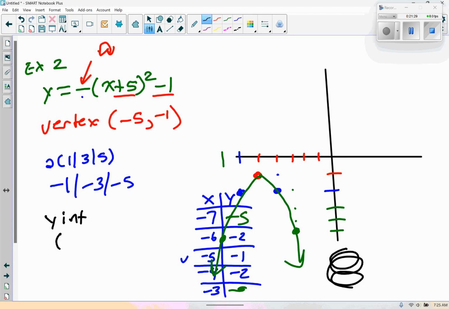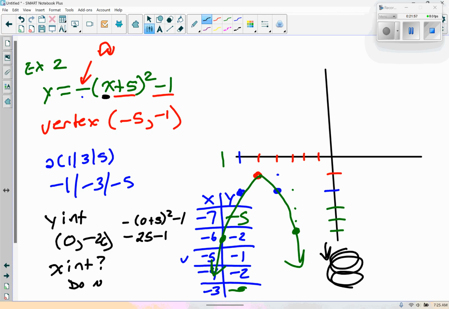So what I'm going to do is remember the y-intercept is 0, comma something. So if I plug 0 into this, I'm going to get negative (0 plus 5) squared minus 1. 0 plus 5 is 5. 5 squared is 25. There's the negative out front. So it's at 0, -26, which happens way far down. We don't have to worry about that. X-intercepts, do you notice, does it cross the x-axis? Yeah, does not cross. Okay, and that's okay. These are just some special cases that aren't crossing the x-axis.